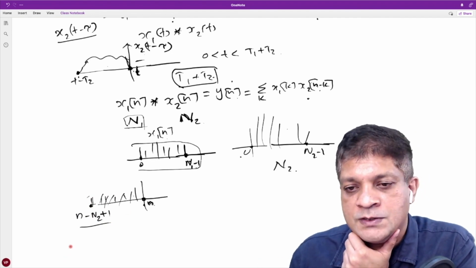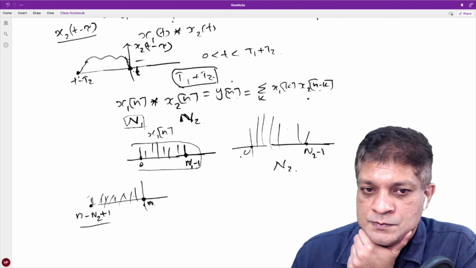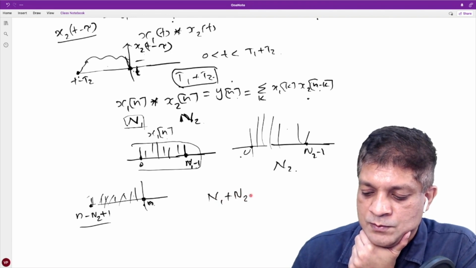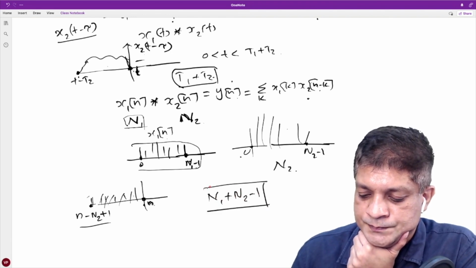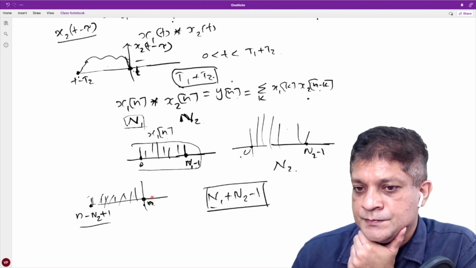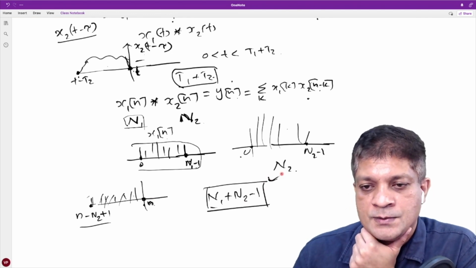Now in which interval will the convolution of these two be non-zero? n equals 0 to n1 plus n2 minus 2. And what is the duration of that? It is n1 plus n2 minus 1. You can easily verify that. So that is the duration of discrete time convolution.